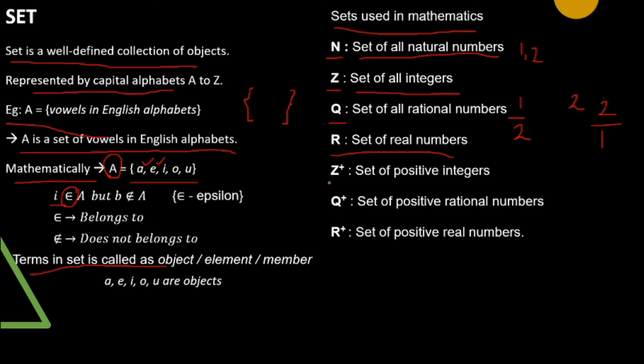Next, Z plus. It is nothing but the set of positive integers. So it starts from 0 actually. Okay. So it starts from 0. It will exclude negative numbers. Then the set of positive rational numbers, so all positive rational numbers will be included. And this is the set of positive real numbers. I hope this concept is very clear and very simple, which you have done in your junior classes.